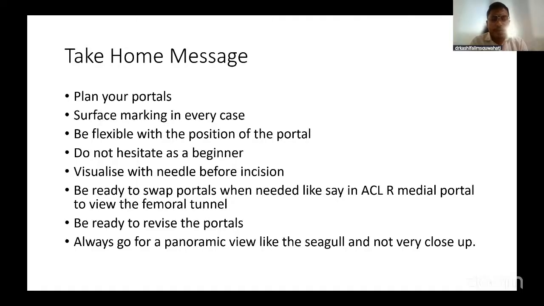Be ready to swap the portals when needed, say in ACL reconstruction to view the femoral tunnel. Be ready to revise the portals, and always go for a panoramic view like the seagull and not have a very narrow view. Thank you.